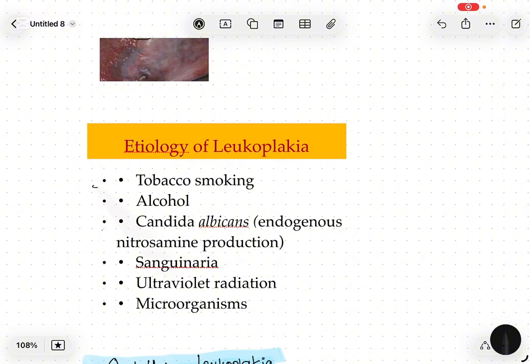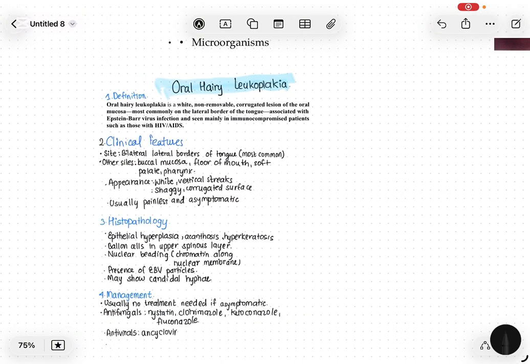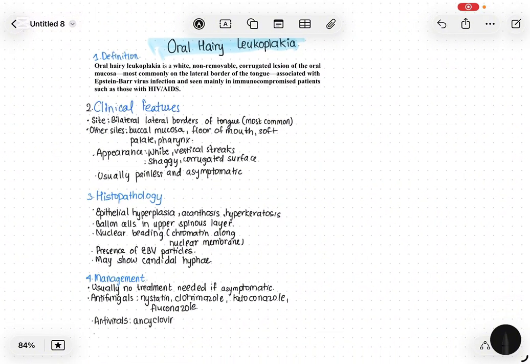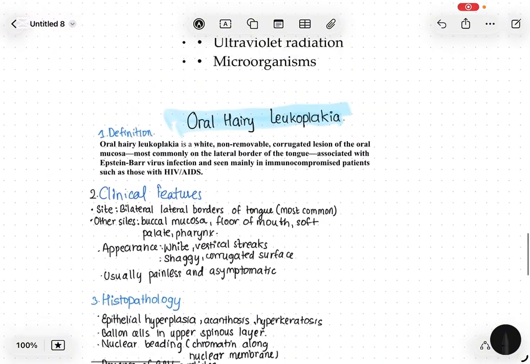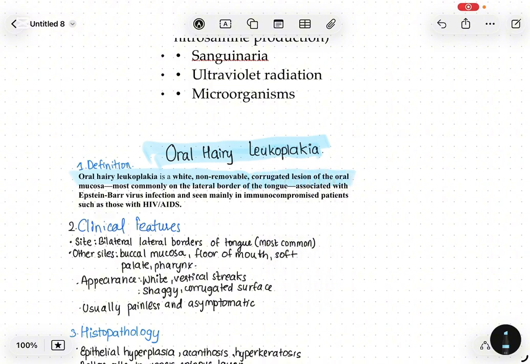Etiologies are simple. It can be tobacco smoking, alcohol, Candida albicans, sanguinaria, ultraviolet radiation, microorganisms, oral hairy leukoplakia. This is asked as a short note in the exam, so I have made a pretty good short note here. Definition: oral hairy leukoplakia is a white, non-removable corrugated lesion of the oral mucosa, most commonly on the lateral border of the tongue, associated with Epstein-Barr infection and seen mainly in immunocompromised patients such as those with HIV/AIDS. Corrugated means hairy, so it is also called hairy leukoplakia.